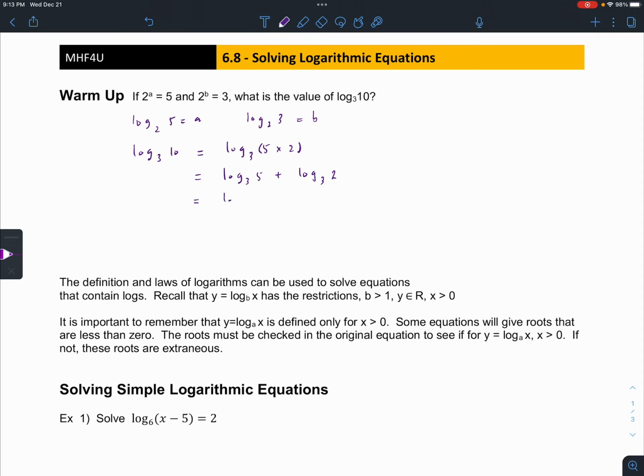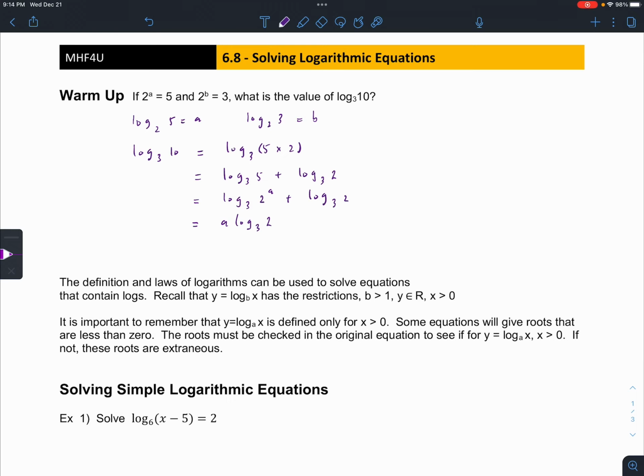Now the next step is kind of tricky. We want to replace the 5 in log to the base 3 of 5 with 2 to the a, because that's what 5 is equal to, plus log to the base 3 of 2. Now we can bring the a in front by using the power law. So a times log to the base 3 of 2.